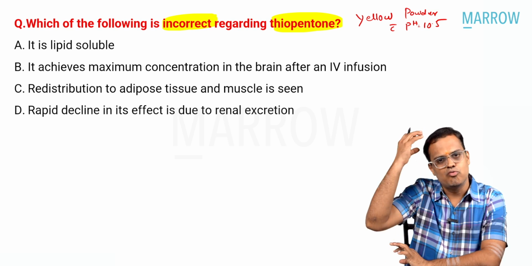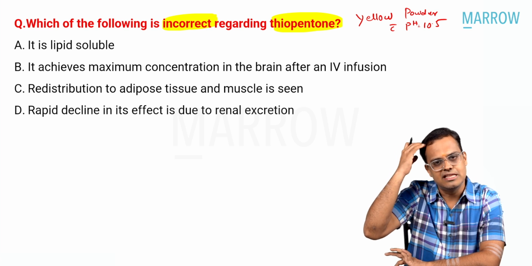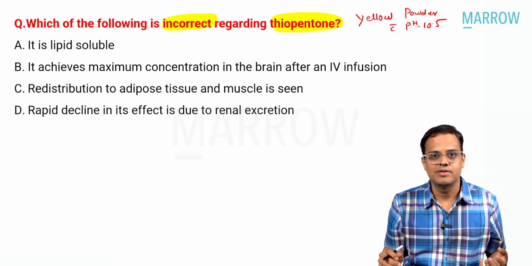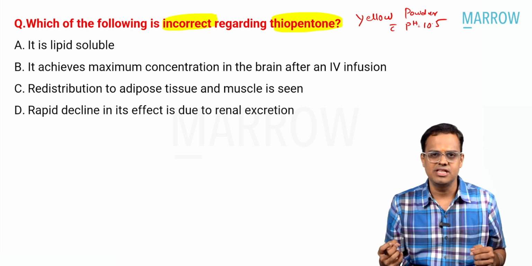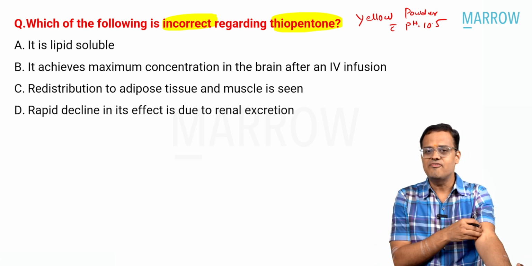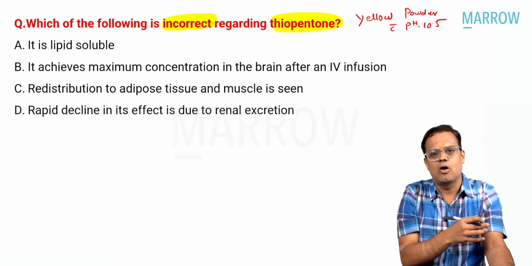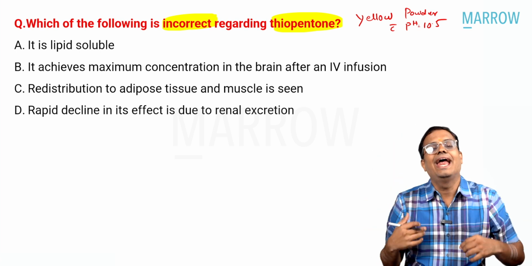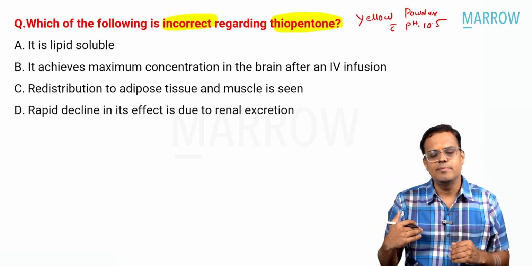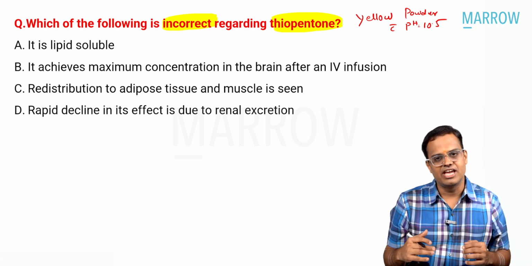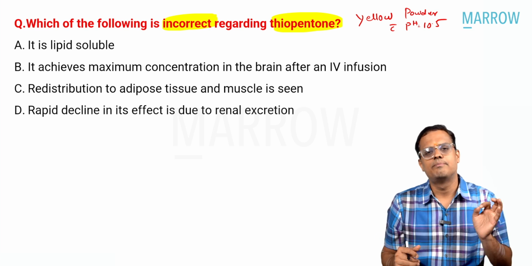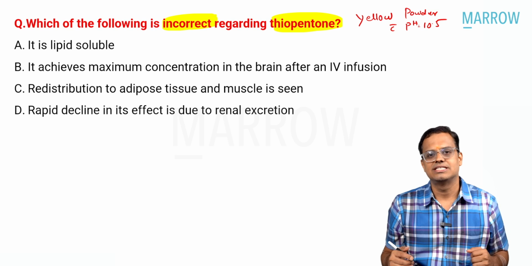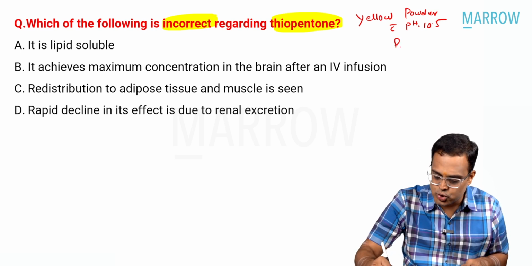So the moment the concentration of thiopentone decreases in the brain, after 5 or 6 minutes the patient will wake up from the sleep. Again, after 5-6 minutes, the patient will be sleeping. Why? Because all the time the fat gets saturated, so from the fat the drug goes back to the brain and causes sedation again. So the patient will be going to sleep, waking up, going to sleep, waking up. And this is a unique feature of thiopentone sodium, and this termination of action is called redistribution.